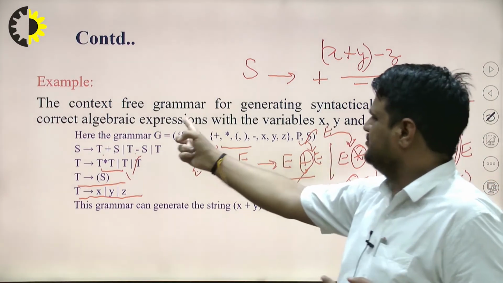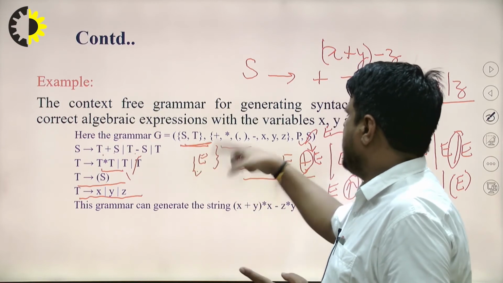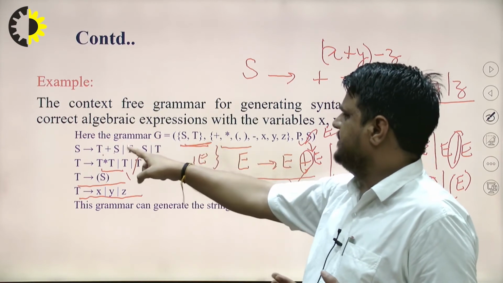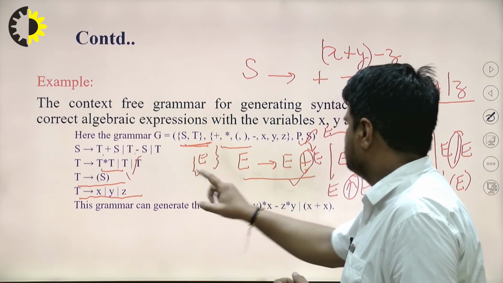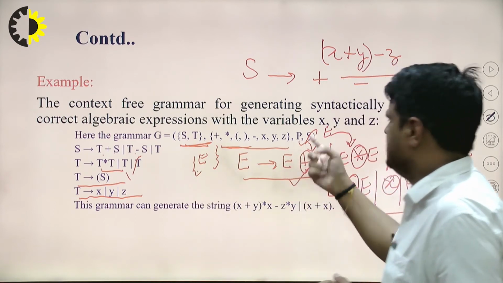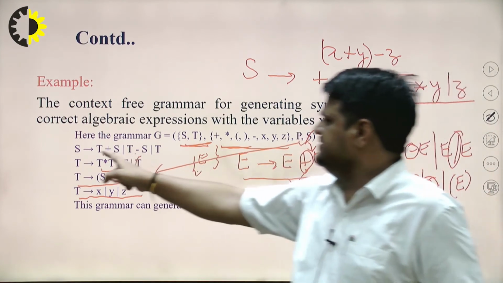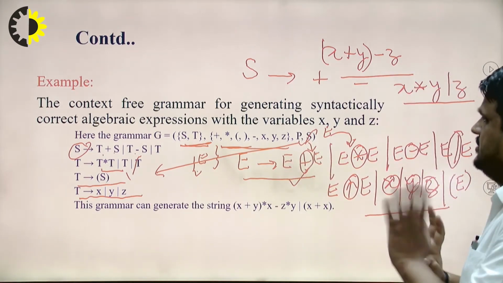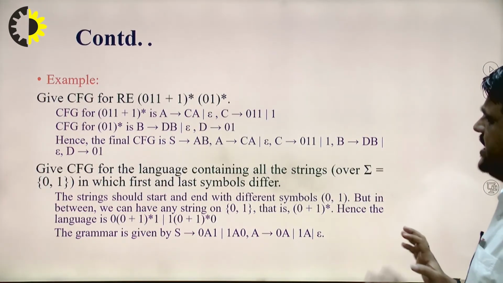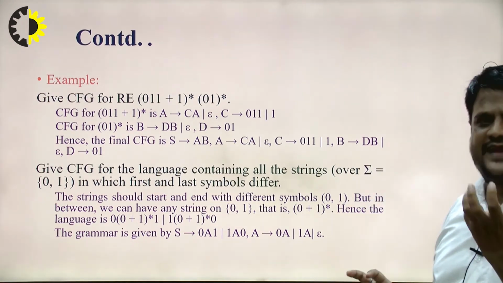If you think about this, then S and T, those two variables are here. After that, the symbols used here are the plus, minus, multiplication, division, brackets, x, y, z. So these are the set of terminals. This is the production for this grammar, and the starting symbol is S, so I have written S here. So you can think how we can write the grammar for the algebraic expressions.